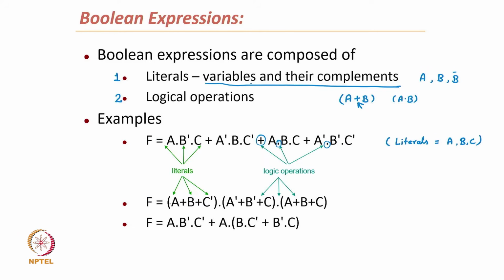Similarly, we have another function here, we have a plus b plus c dash. So, here we have these literals a, b and c dash, and the logical operations, this plus and this plus, all these are logical expressions. So, based on this combination of literals and logical operations, we can perform different types of functions. For example, all these 3 functions are only for 3 input variables, a, b and c. Based on these different combinations, we are implementing different functions.